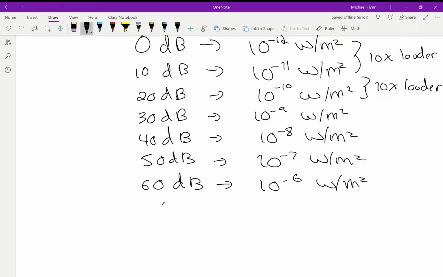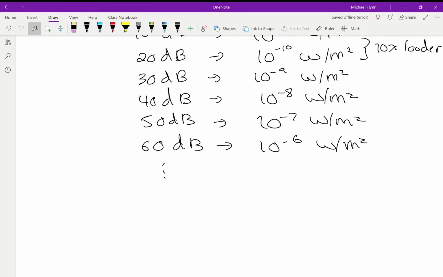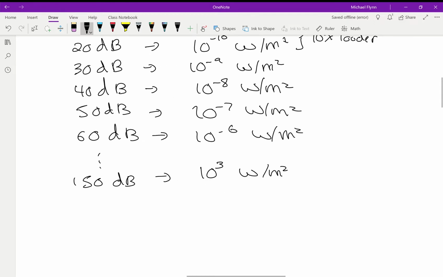Now I'm going to skip to, let's say, 150 decibels. 150 decibels would be 10 to the power of 3 watts per square meter. That's actually 1,000 watts per square meter. That would be a deafeningly loud sound. This would actually perforate, which means put a hole in your eardrum. That's how loud that is.